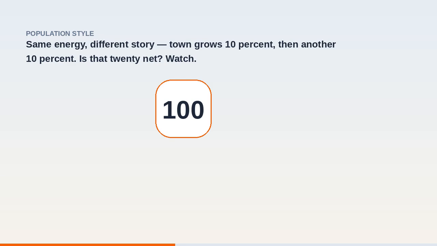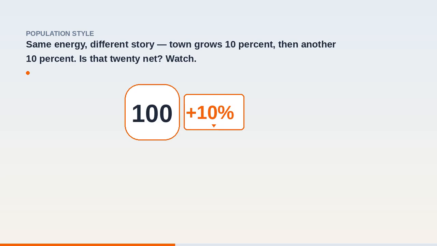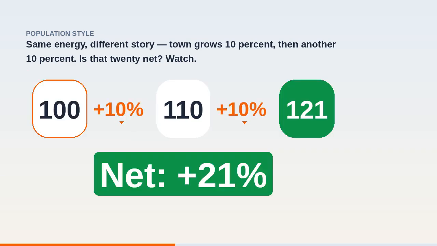Same energy, different story, town grows 10%, then another 10%. Is that 20 net? Watch. Start at 100. First 10 lands at 110. Now second 10% of 110 is 11, not 10. See, 110 plus 11 is 121. 21% net growth. Two 10s do not make 20. They make 21 because the second 10 rides a bigger town.